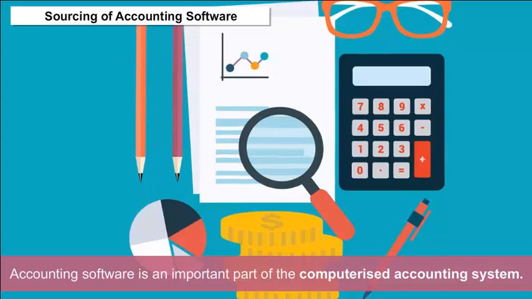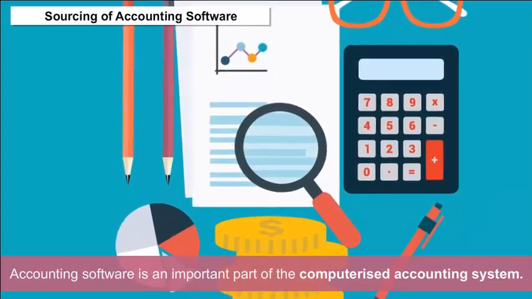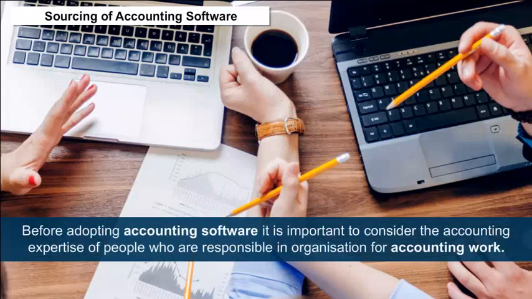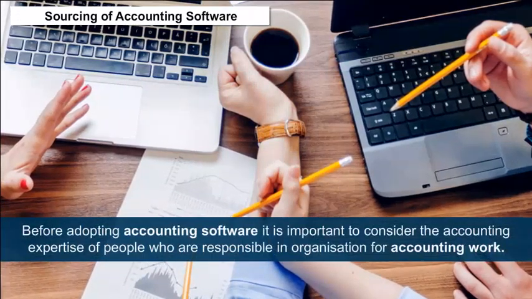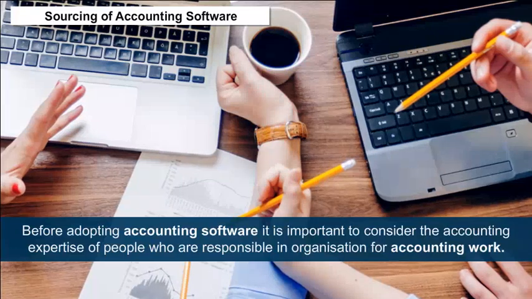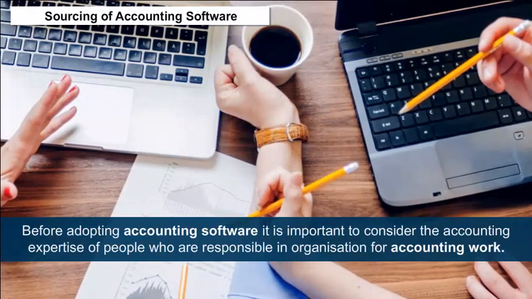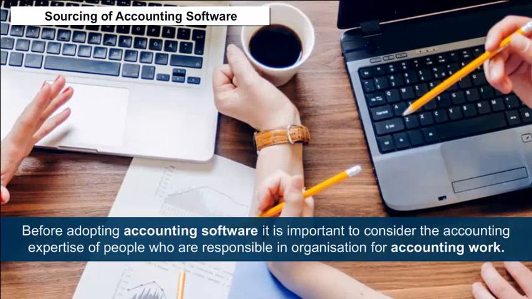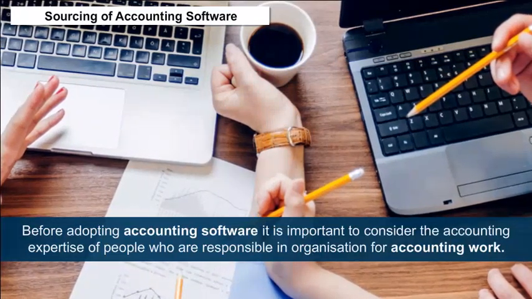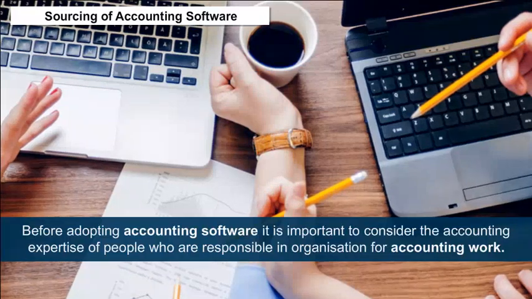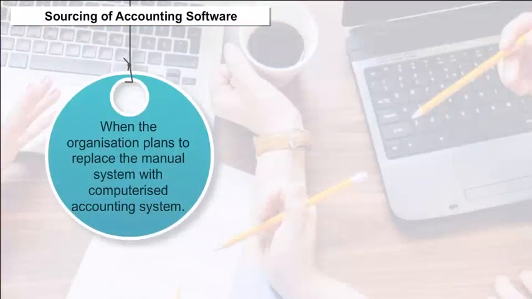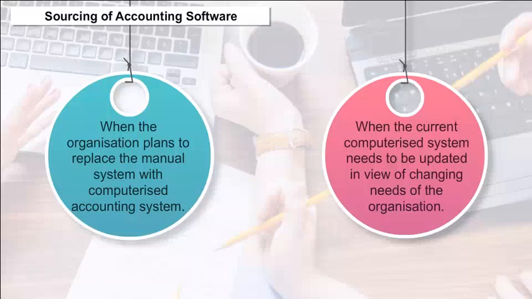Accounting software is an important part of the computerized accounting system. Before adopting accounting software, it is important to consider the accounting expertise of people who are responsible in the organization for accounting work. The need for accounting software arises in two situations. A. When the organization plans to replace the manual system with computerized accounting system. B. When the current computerized system needs to be updated in view of changing needs of the organization.